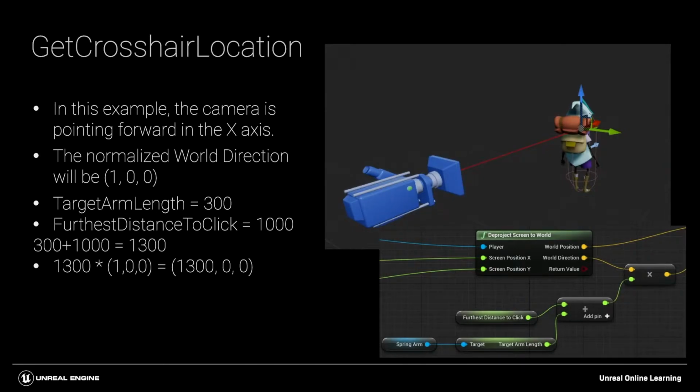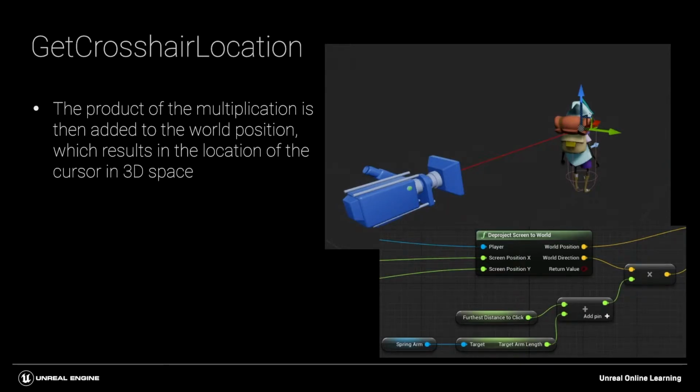We then multiply the vector that's the world direction by that distance. The reason we use the furthest distance to click and add to it is because we want to click somewhere out here. So we multiply 1,300 times that world direction, and we come up with 1,300, 0, and 0. The product of that multiplication is then added to the world position of where the camera was.